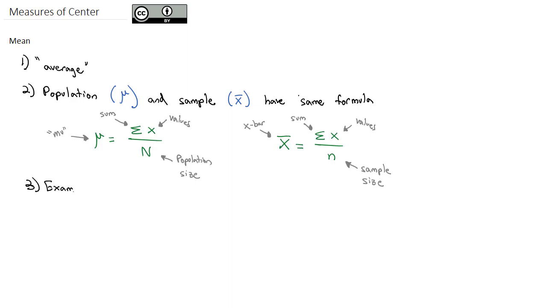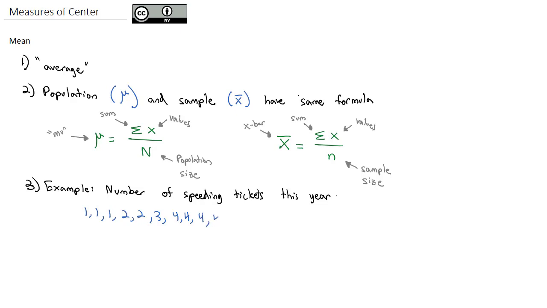So for example, if I asked a bunch of people the number of speeding tickets they have received this year, I might end up with the following data. 1, 1, 1, 2, 2, 3, 4, 4, 4, 4, 4. Nobody with zeros. This is a speed demon group.